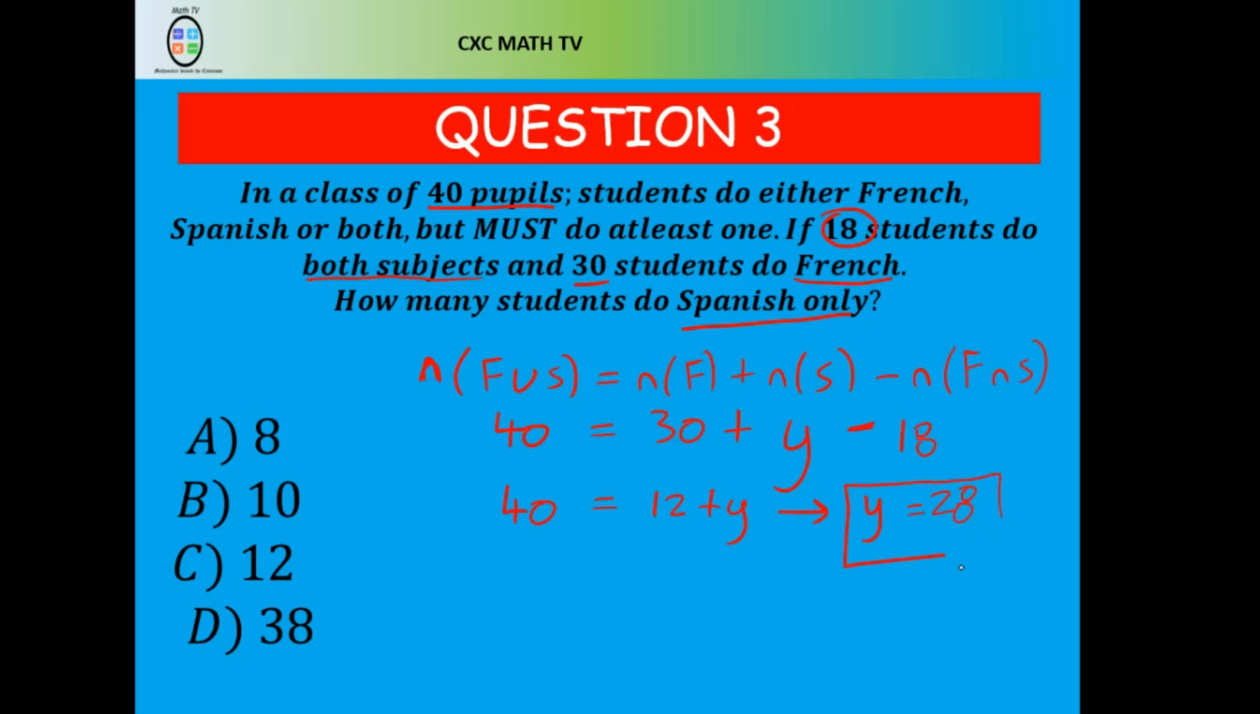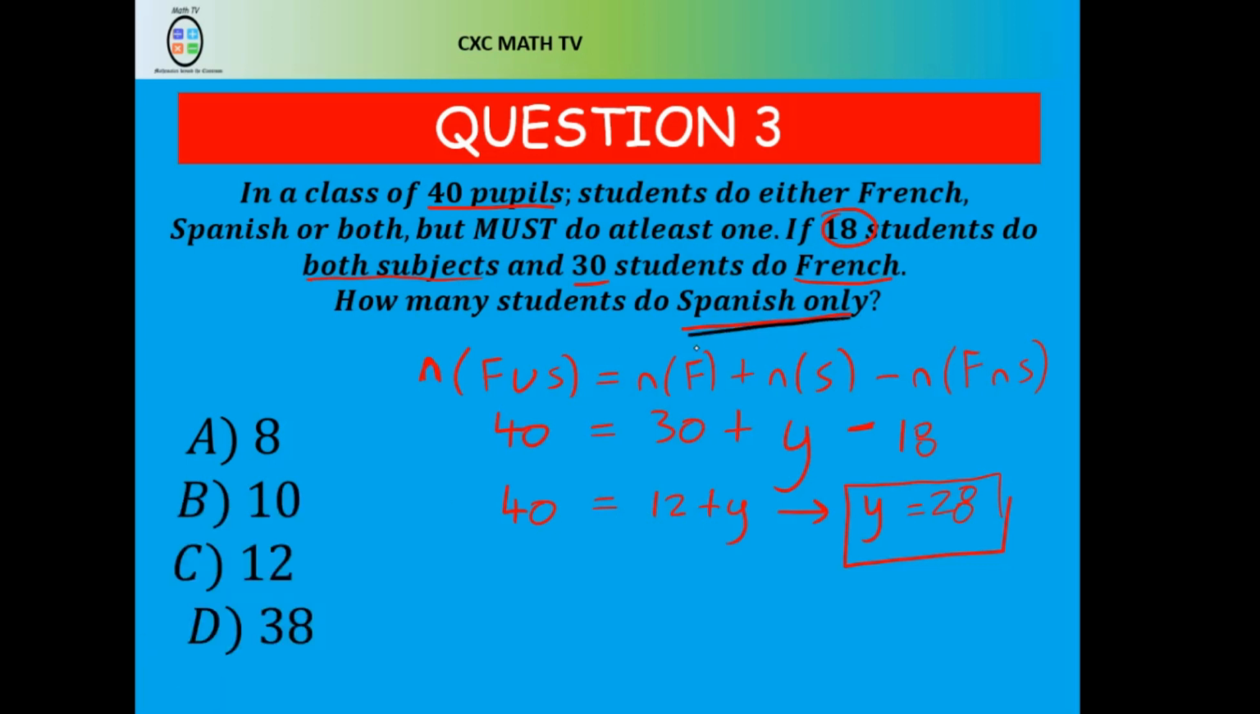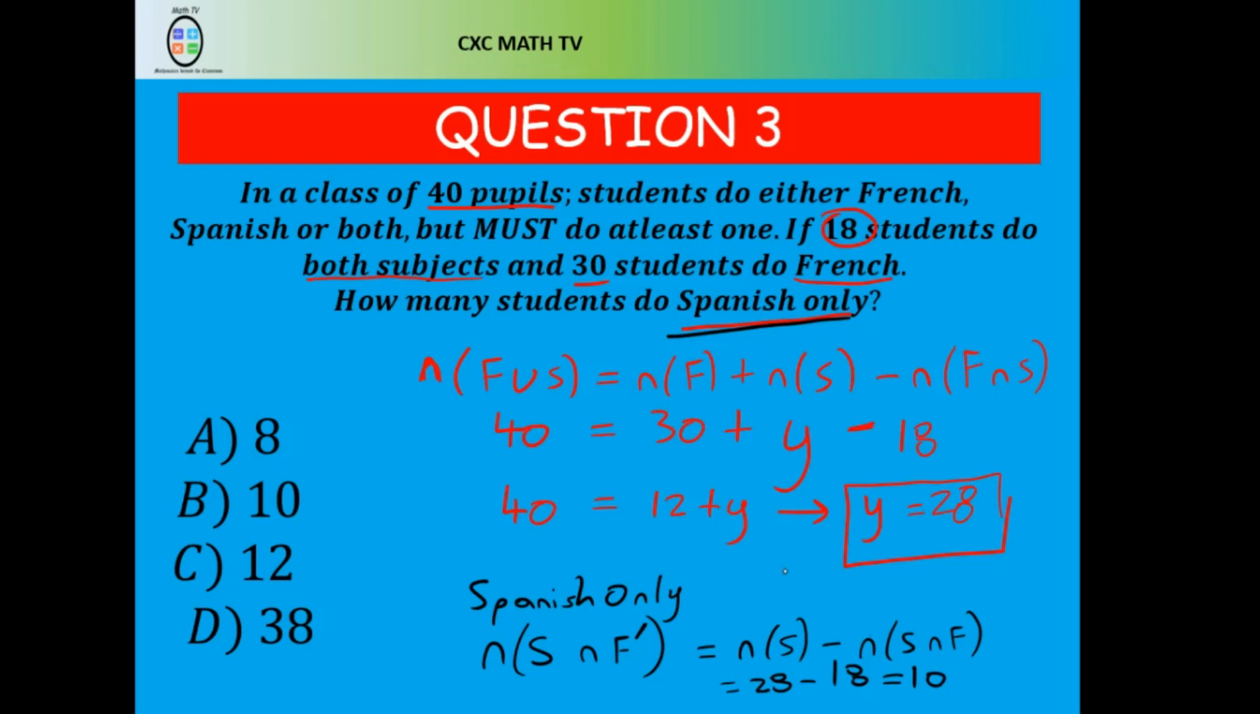Now you notice 28 is not there as an answer. Why? Because the question wanted Spanish only. Another way of writing Spanish only would be Spanish and not French. So it's S intersect F complement. Remember, it's equal to the number of persons doing Spanish minus the number of persons doing both Spanish and French. So in that case now it is 28 minus 18, and that gives us 10. And that would be option B. Easy.